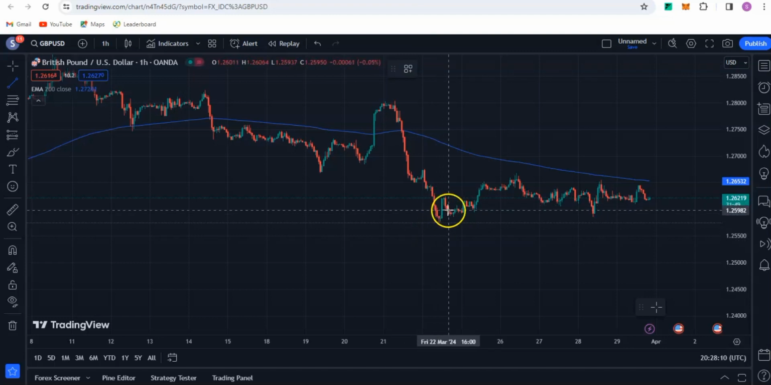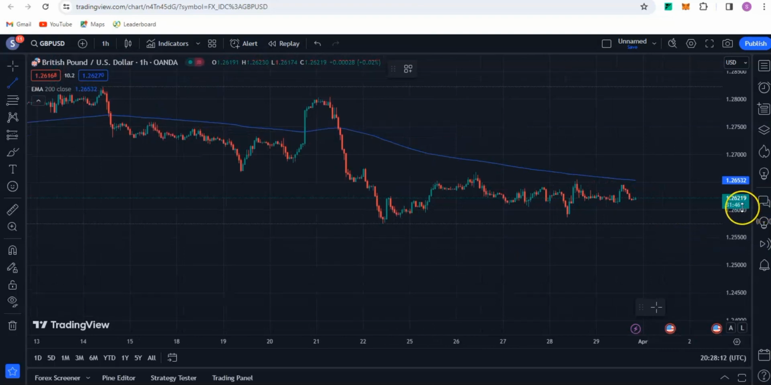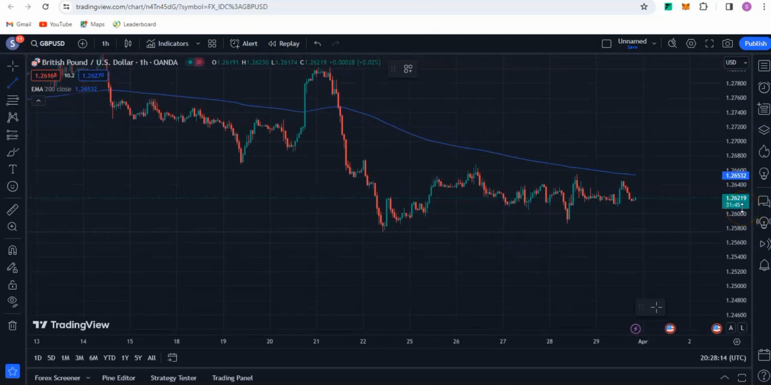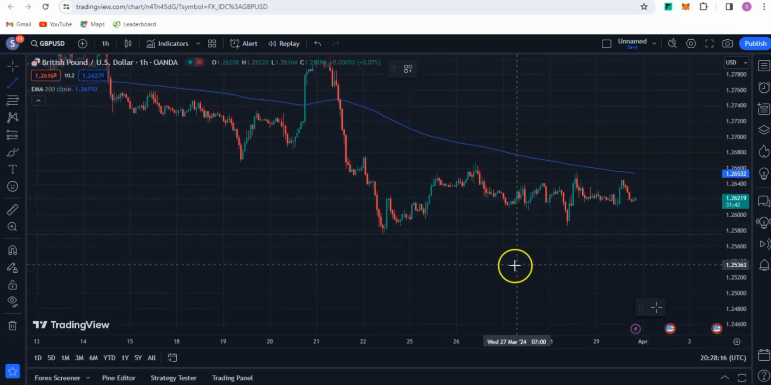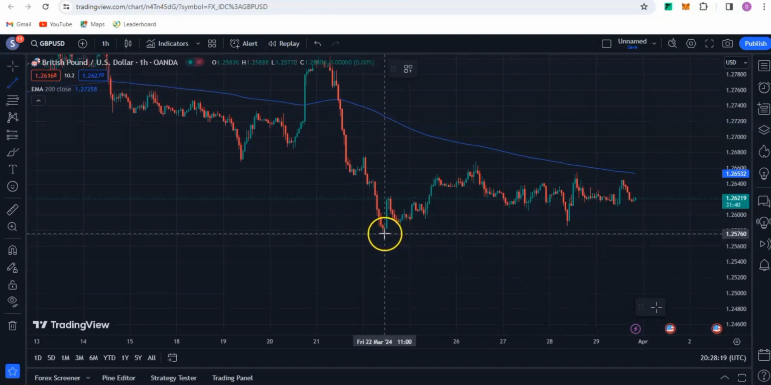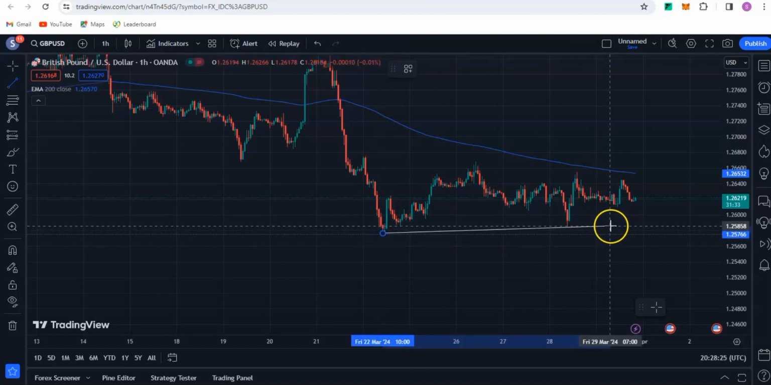So I'm going to draw trend line for you, and after drawing one trend line, I'm going to explain the reason and everything, the psychology behind the trend line, and how I pick the trend line. So let me start by drawing this trend line first.